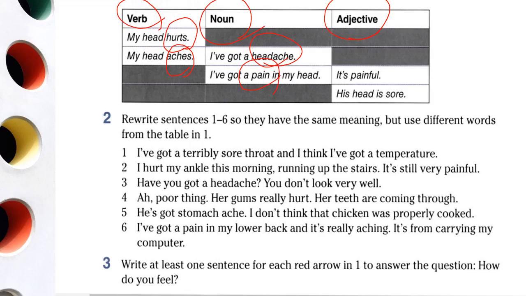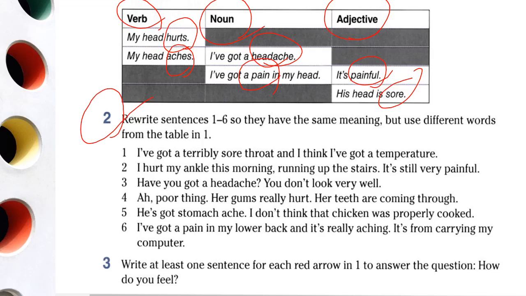In the last column, we have the words painful and sore. Painful and sore are adjectives, and we can also use these words in order to express pain. So we are not limited to just one way to express pain. No, we can use some verbs, some nouns, and other adjectives in order to express pain.